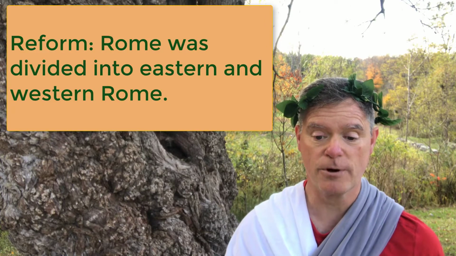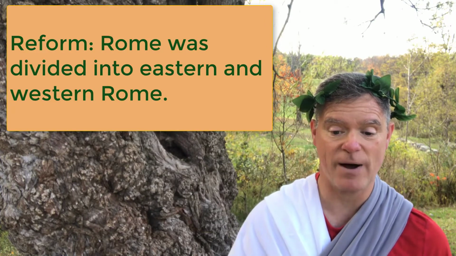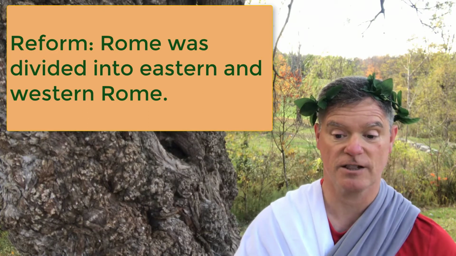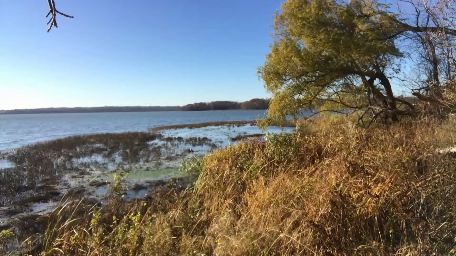Trying to restore order, reform Rome, and improve administration, Emperor Diocletian divided the empire into an eastern half and a western half in the late 200s CE. How did he cut Rome in half? With a pair of Caesars.